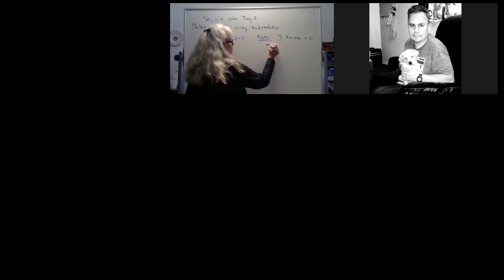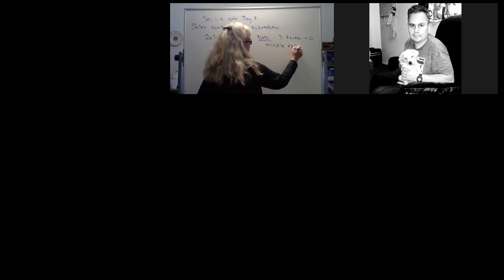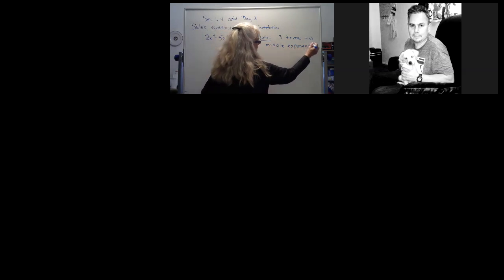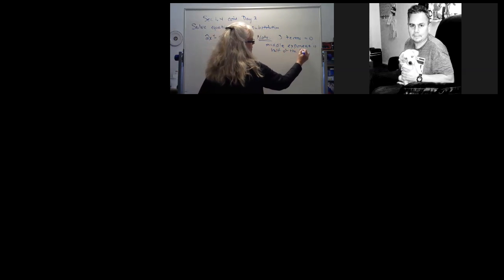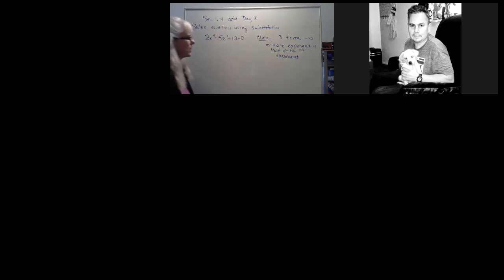Additionally, the middle exponent, whatever it is, and it'll look kind of ugly sometimes, is half of the first exponent. And that's your clue to use substitution. So the middle exponent is always going to be half of the first exponent. For our particular example, our middle exponent is a 2, which sure enough is half of 4. So those 2 things together are telling me to use substitution. You'll notice it's also in descending order. That means the largest exponent is first, then the next largest exponent, and the smallest exponent is written last.